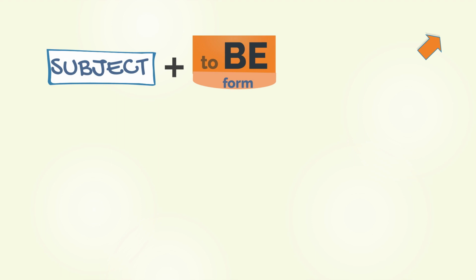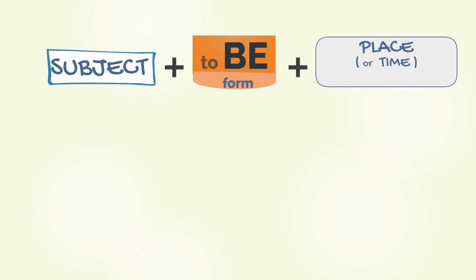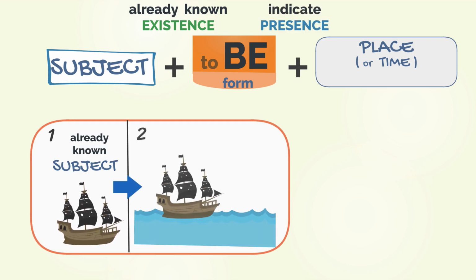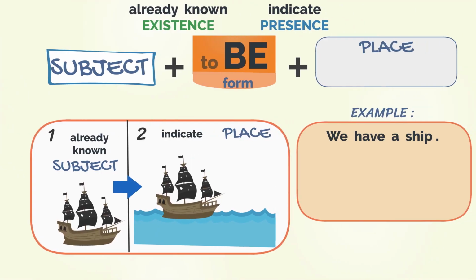As we know, the verb to be can express the state of being of a subject in a place or in time. We already know about the existence of the subject and indicate its presence in a place or time. We have a ship. The ship is at sea now.